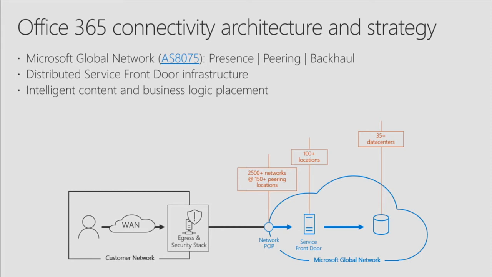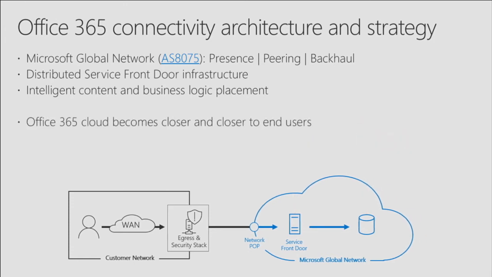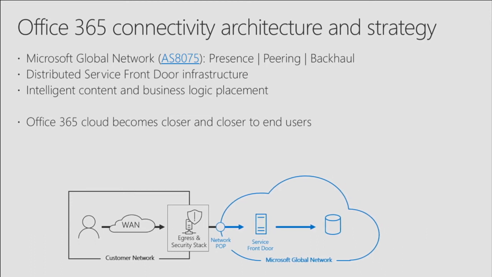I looked last week, and this count is always evolving. 150 peering locations, 100 locations where the front door infrastructure is established, and all of that is evolving progressively towards your network, towards your customer, right? The end result and the whole goal of these investments is to make the cloud appear closer to you.